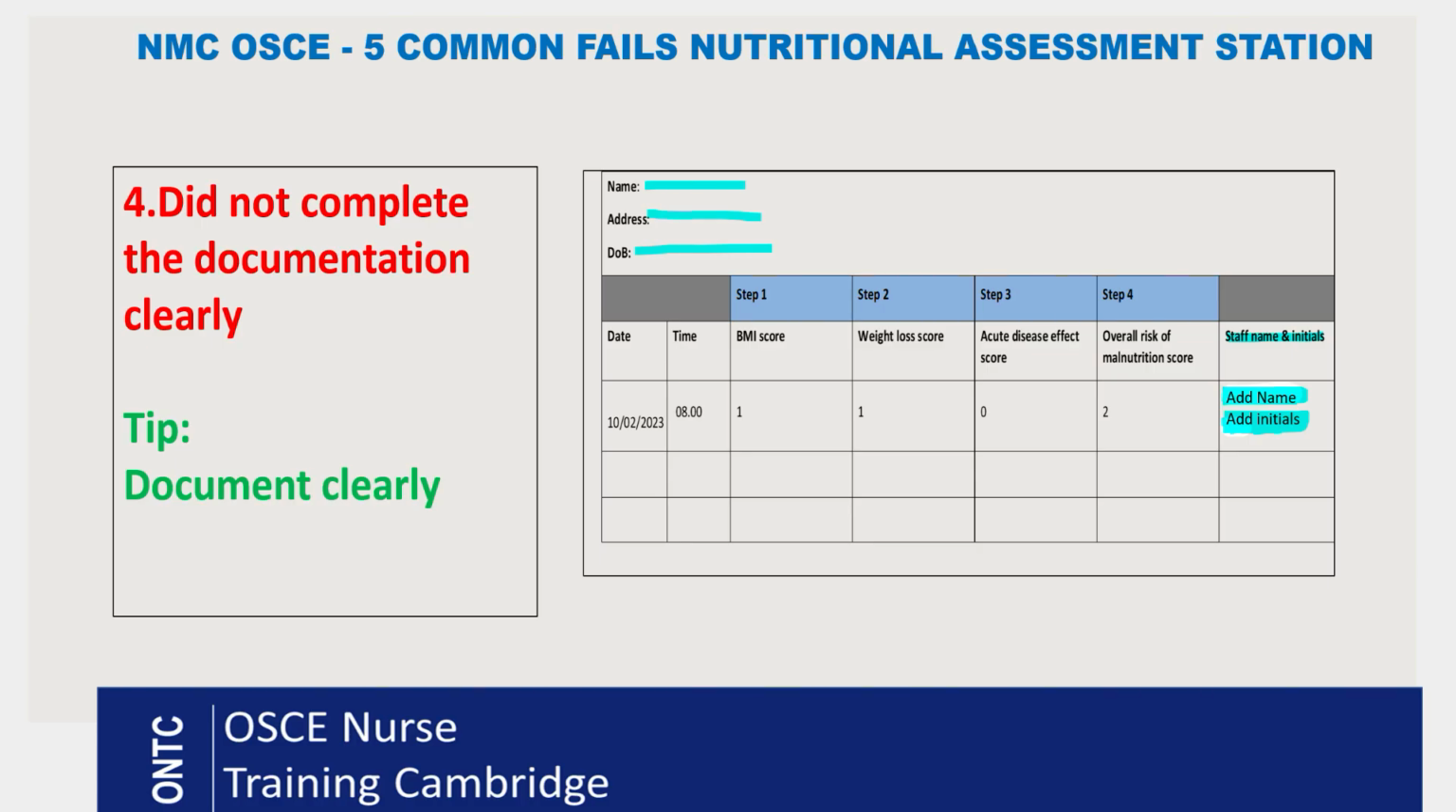So that's really important. As you can see, you have to add your patient details on the top, and then you have to add the date and time, then you have to add the score for BMI, then the score for weight loss, and the score for acute disease effect. Then the overall score is the total of the 3 steps, and then you put your name and initials to it. Okay, like I showed you. So make sure your document is complete as they have asked you to do. Otherwise, it would be a critical fail because the examiner will mark this document.